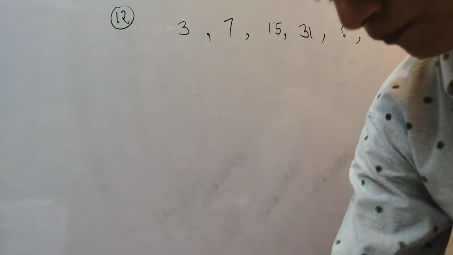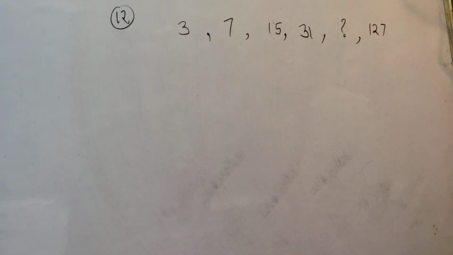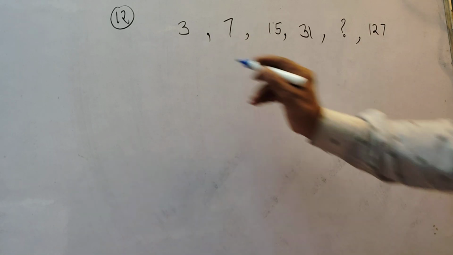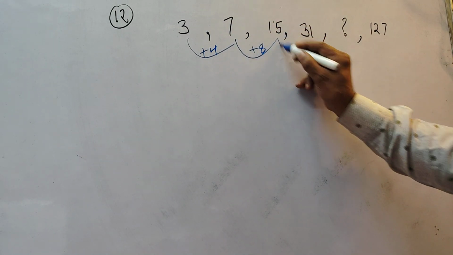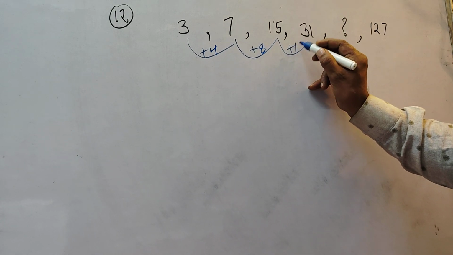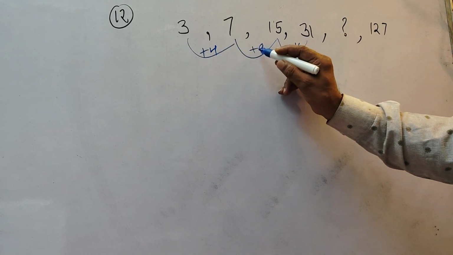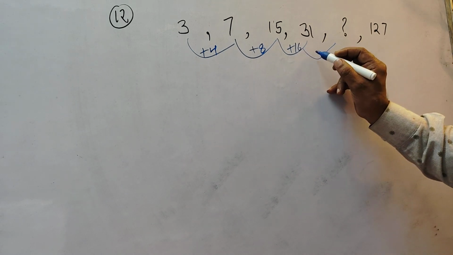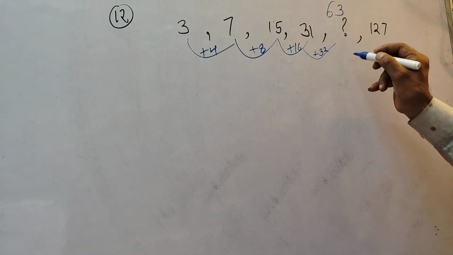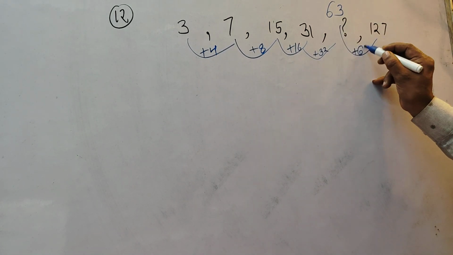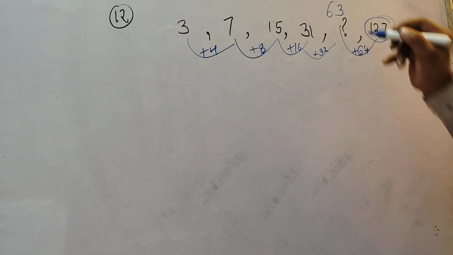In the 12th one you wrote D65. This one is also incorrect. Here is plus 4, then plus 8: 3 plus 4 is 7, 7 plus 8 is 15. Here is plus 16. Double of 4 is 8, double of 8 is 16, now double of 16 is 32. So it becomes 63: 31 plus 32 is 63. Now double of 32 is 64, and 63 plus 64 is 127.